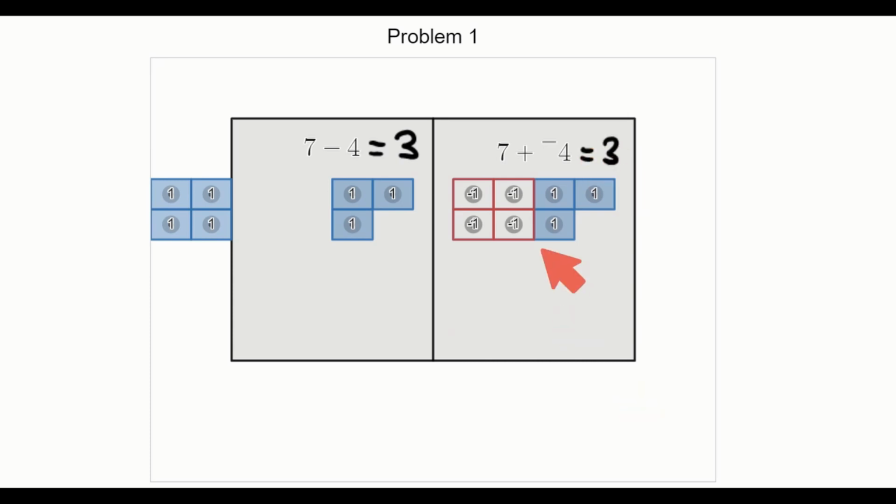So what do you notice about these two problems? Hopefully you notice that they both have the same answer. After I subtract, I end up with the answer of 3. And after I canceled, I'm still left with the answer of 3.